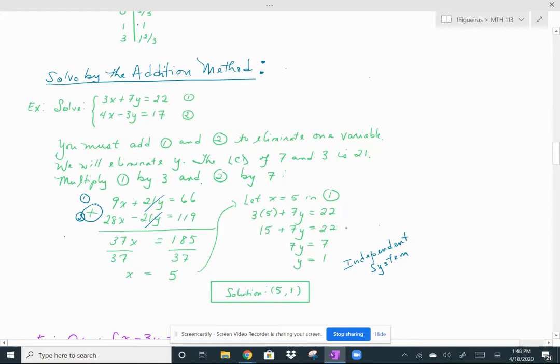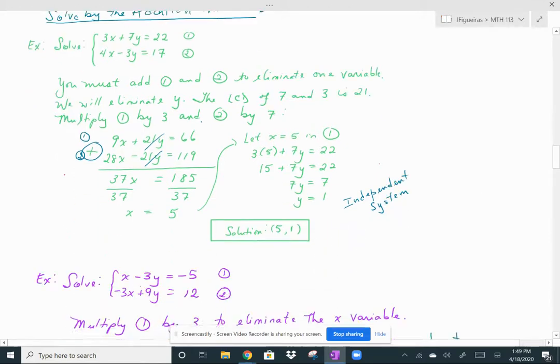Subtract 15 from both sides and you get 7y equals 7. Then divide by 7 and you get that y is equal to 1. So this is another example of an independent system because I get a single solution of (5, 1).